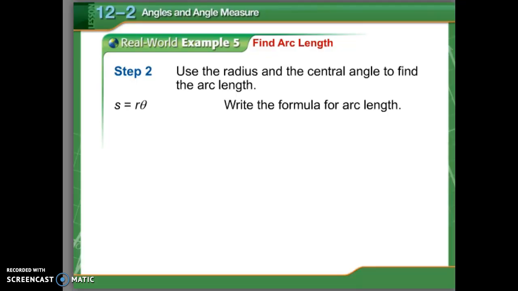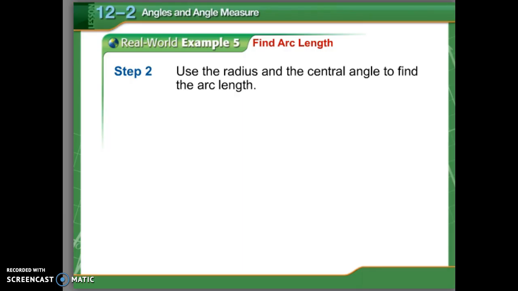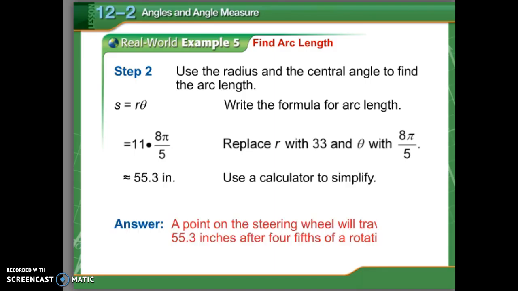So then we're going to take the 8 pi over 5 and multiply it by the radius of the circle, which gives us 88 pi over 5. r is not being replaced with 33, r is being replaced with 11. And if you simplify 88 pi over 5, you would get 55.3 inches. So that point on the steering wheel travels 55.3 inches after 4/5 of a rotation.